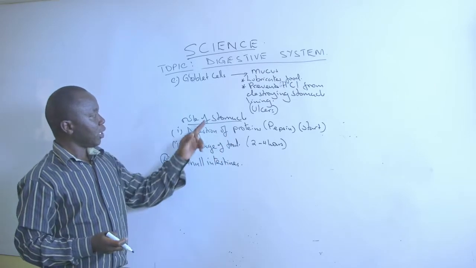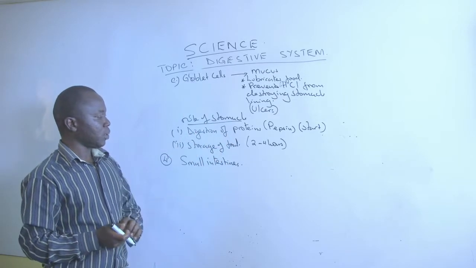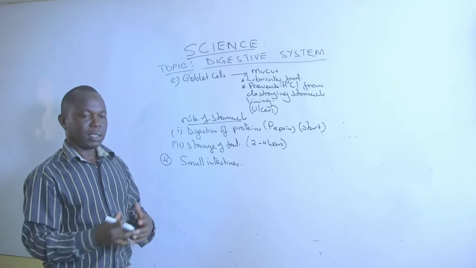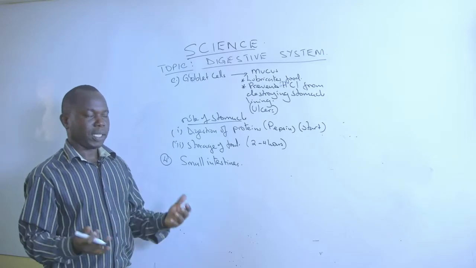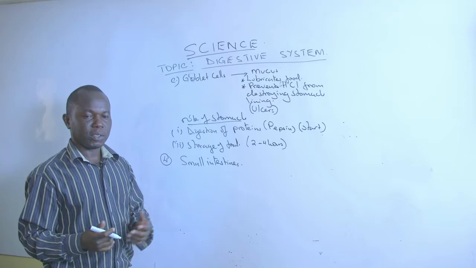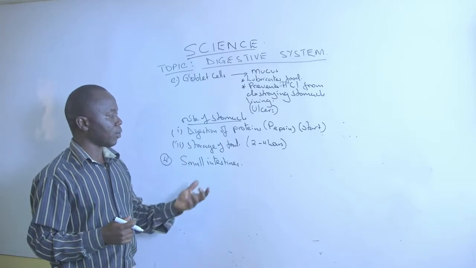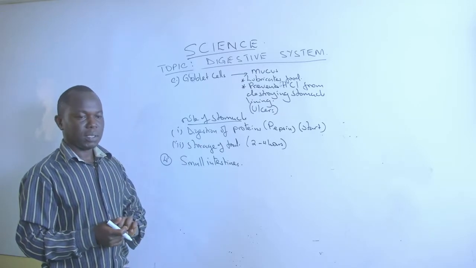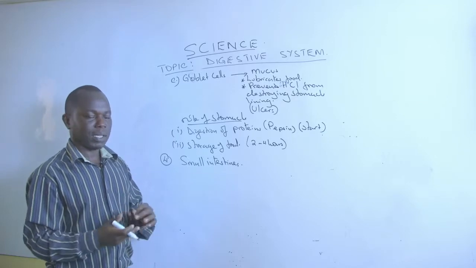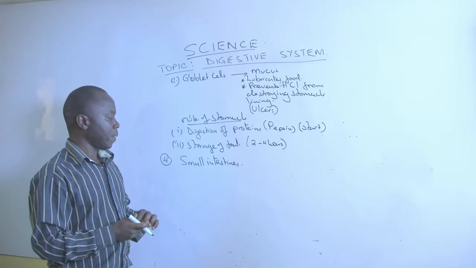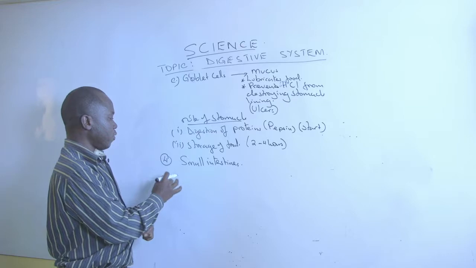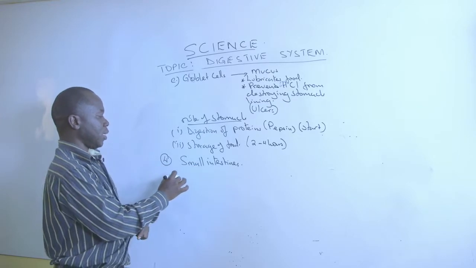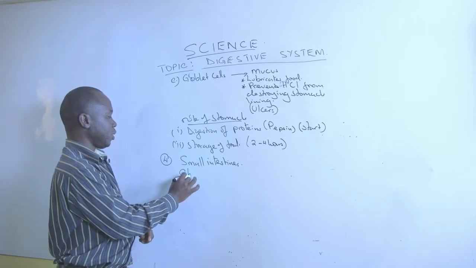Before food leaves the stomach into the small intestines, there will also be mixing of food particles with the gastric juice. That process of mixing that occurs in the stomach is called churning. So churning produces food that will go into the small intestine in the form of chyle.